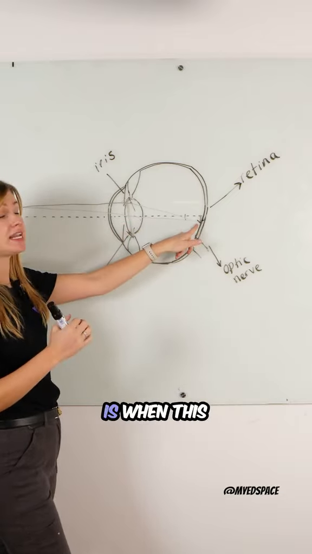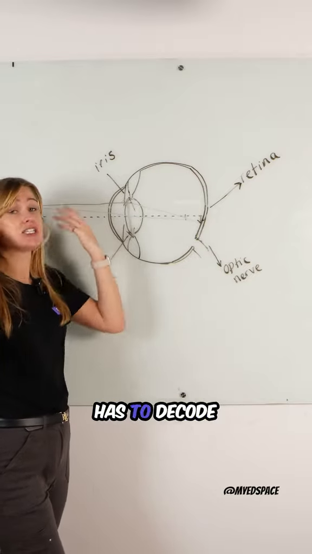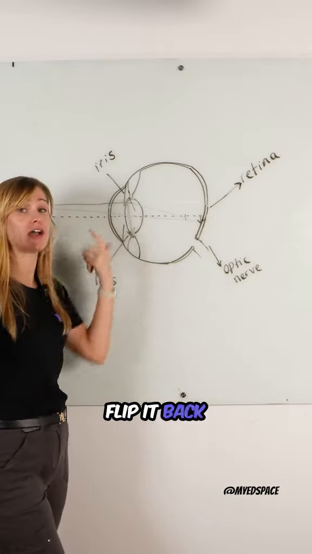So what your brain has to do then is when this upside down image travels along your optic nerve to the brain, like Laura said, it has to decode that it's actually upside down and flip it back around again for your imagination.